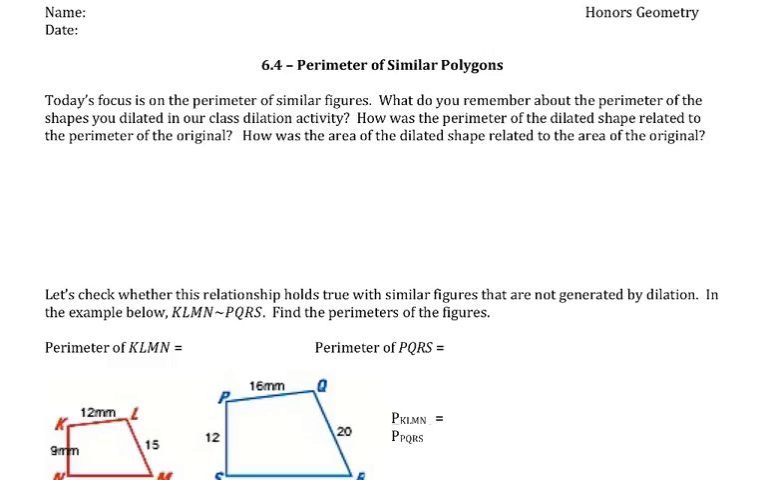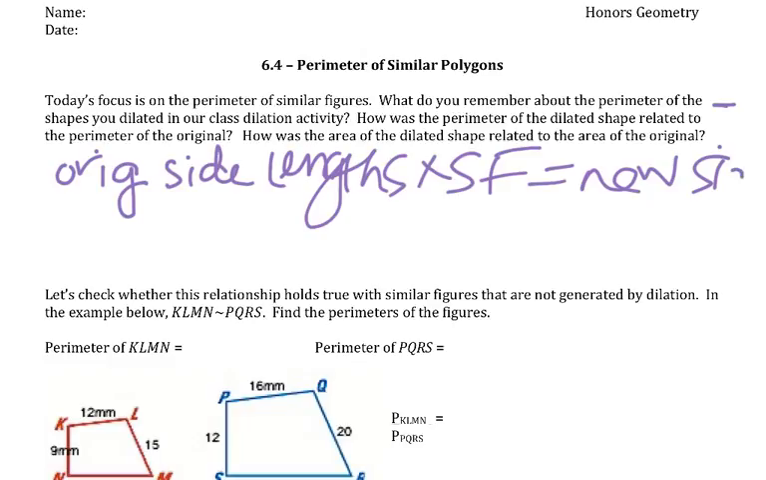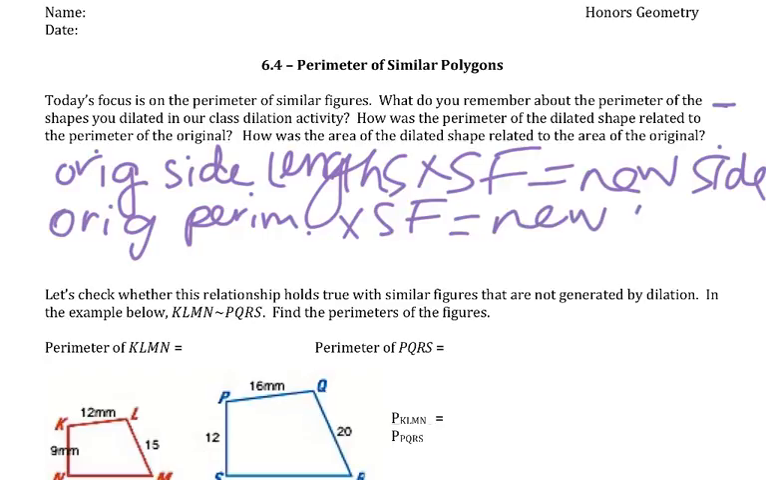We did a dilation activity in 6.2, and we wanted to remember, what did we learn about the perimeter of the shapes we dilated? How did the perimeters change once they've been dilated? Well, let's think about what happened to the original side lengths. The original side lengths, when dilated, were multiplied by the scale factor to get the new side length. The perimeter did something similar. So the original perimeter got multiplied by the scale factor as well to give us our new perimeter.